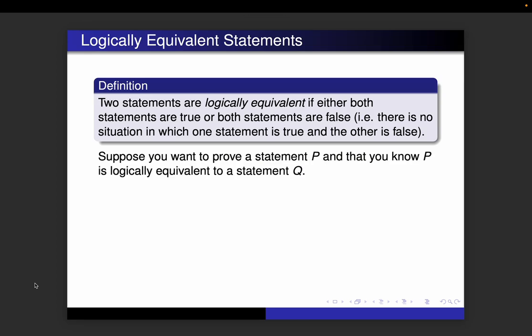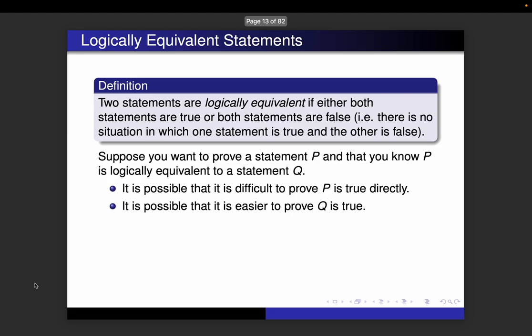So suppose you wanted to prove some statement P, and you know that P is logically equivalent to another statement, Q. Well, it is possible that the way P is stated, it might be either difficult or maybe even impossible to prove. It is possible that it is easier to prove the statement Q because of the way it's worded or because of its structure.